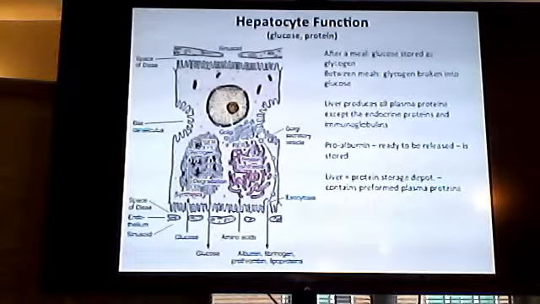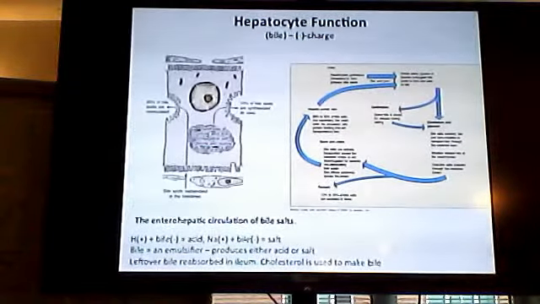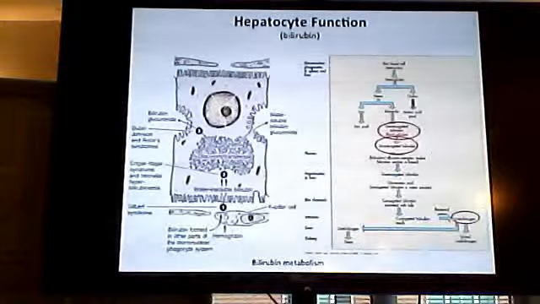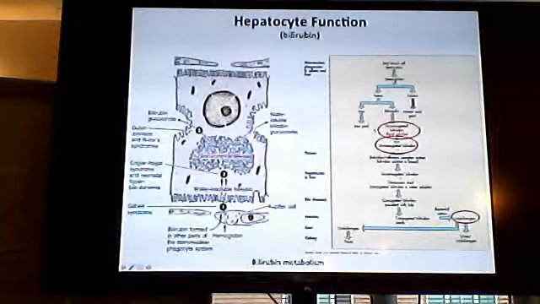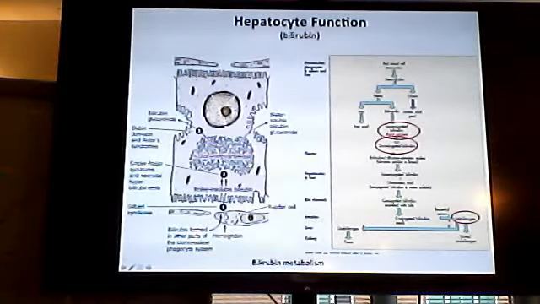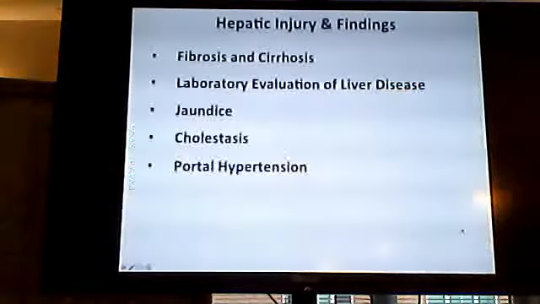Hepatocyte function, you want to use it to store different plasma proteins or make them. You also want to use it for bile as an emulsifier, and you have unconjugated bilirubin, and once you add in that conjugation, then you become water soluble, and once you're water soluble, you can create urobilinogen, and that's what makes feces brown.